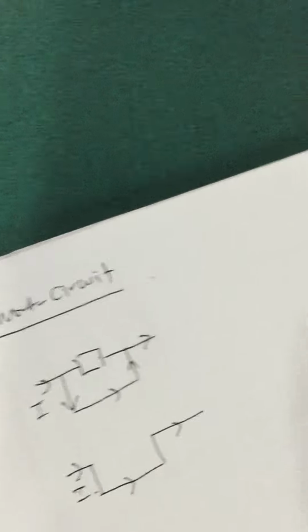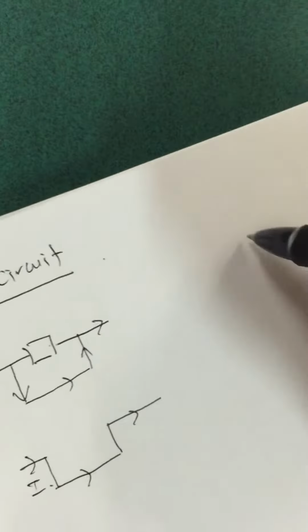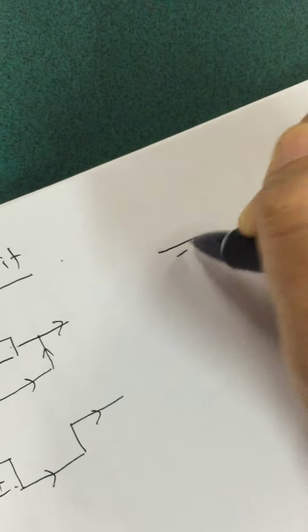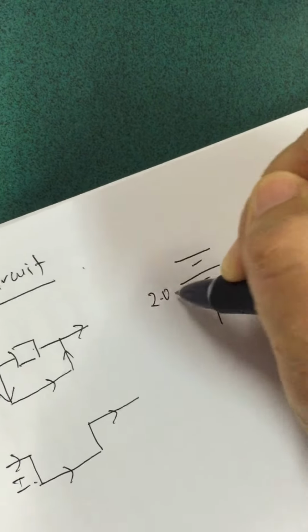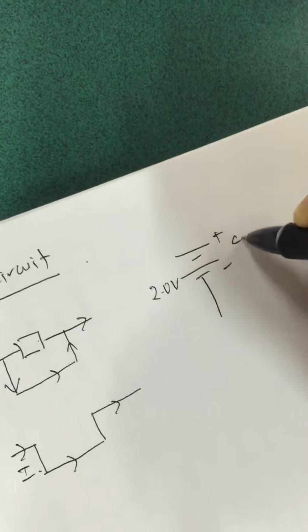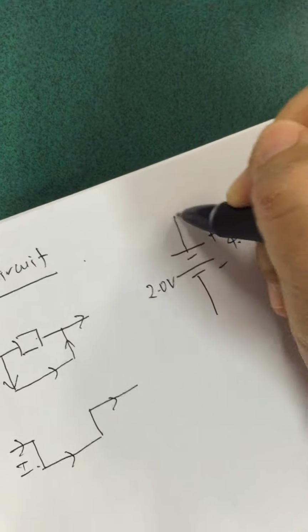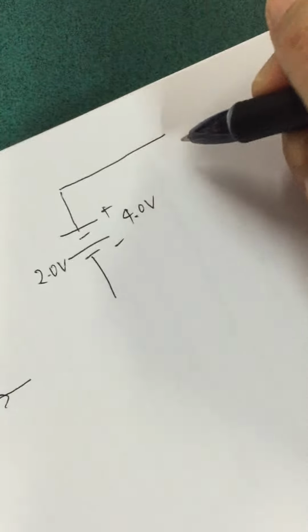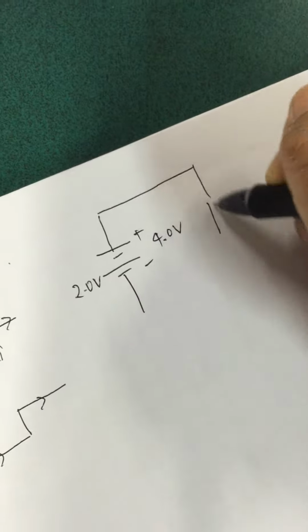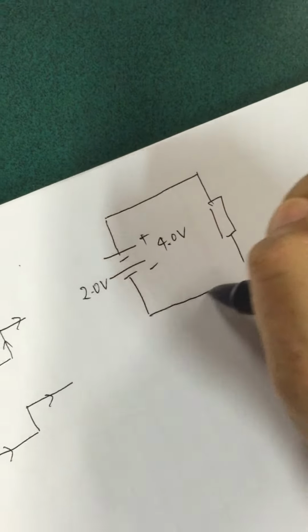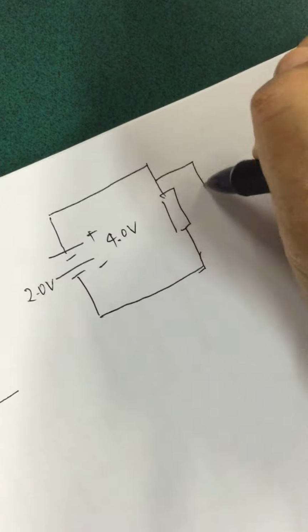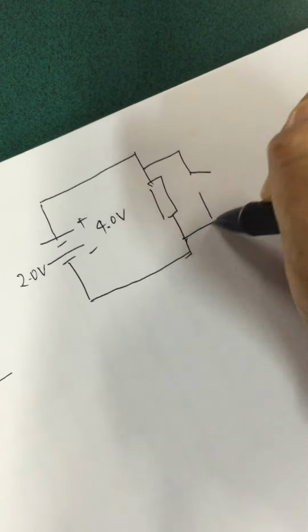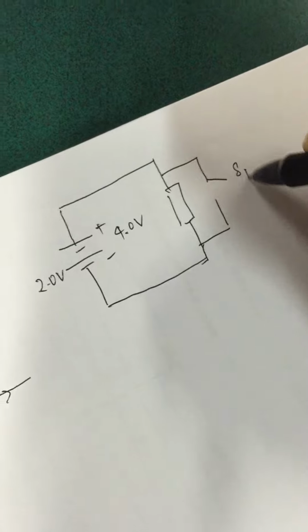Okay, so what happened is that in a short circuit, let's say I have two cells, each of them are like 2 volts, so in this case I will have a total of 4 volts. Now let's say I have a circuit like this, and I have a switch here. I call this switch S1.